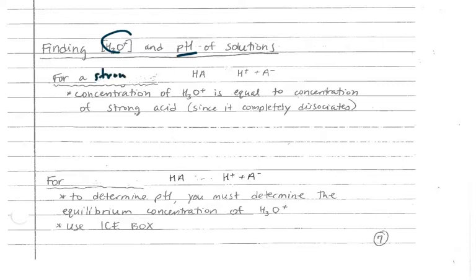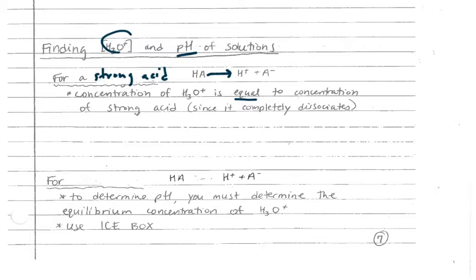So a strong acid, remember, it completely dissociates. So if HA is a strong acid, this is a one-way arrow. It completely dissociates into hydrogen ions and that conjugate base, the A- ions. So for a strong acid, the concentration of hydronium, or H+, is equal to the concentration of the strong acid.